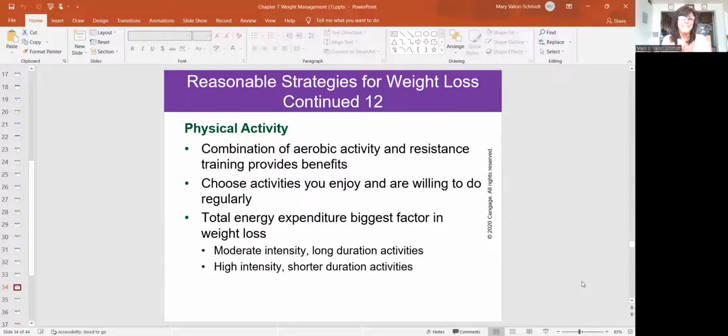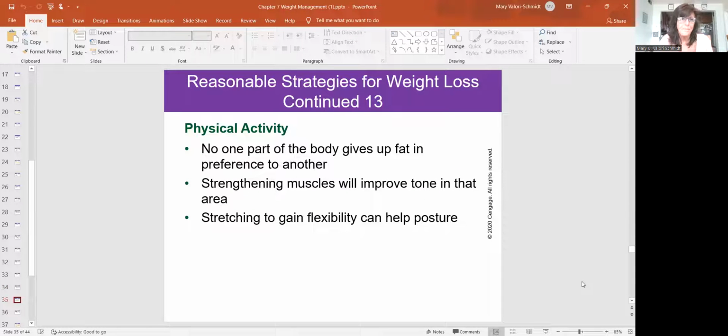And total energy expenditure is the biggest factor in weight loss. Again, taking in calories is a factor, but how much are you putting out? What are you burning? Moderate intensity, longer duration activities, or higher intensity, but shorter duration, right? So am I lifting more weight, but fewer reps? Or am I lifting less weight with more repetitions? Make sense?